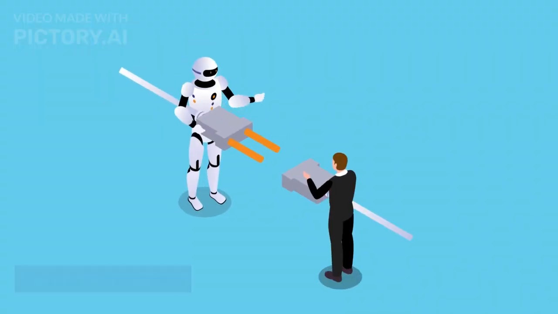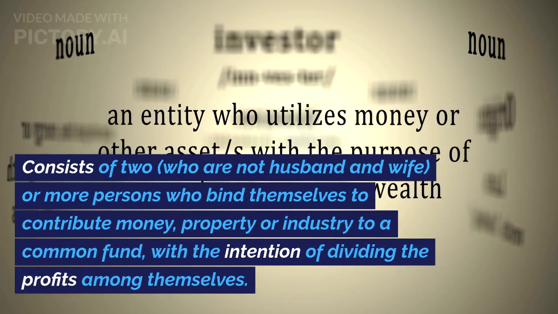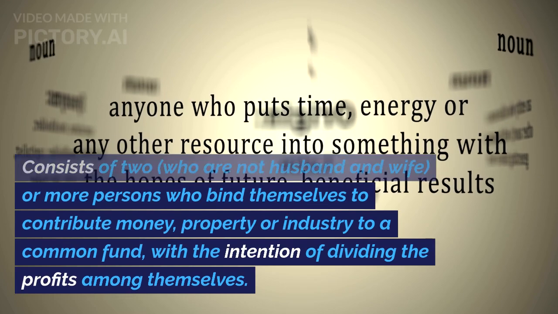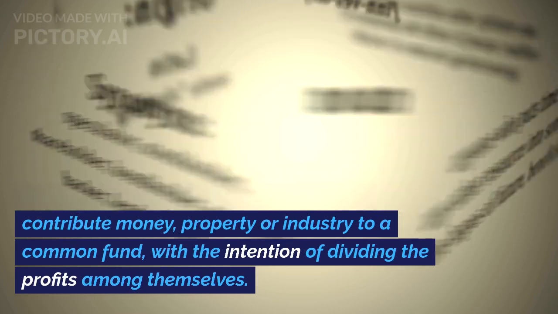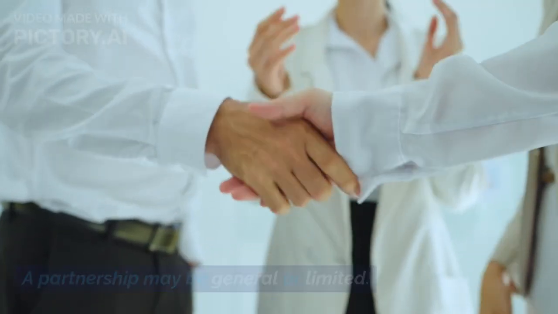Next is partnership. Partnership consists of 2, who are not husband and wife, or more persons who bind themselves to contribute money, property or industry to a common fund, with the intention of dividing the profits among themselves. A partnership may be general or limited.